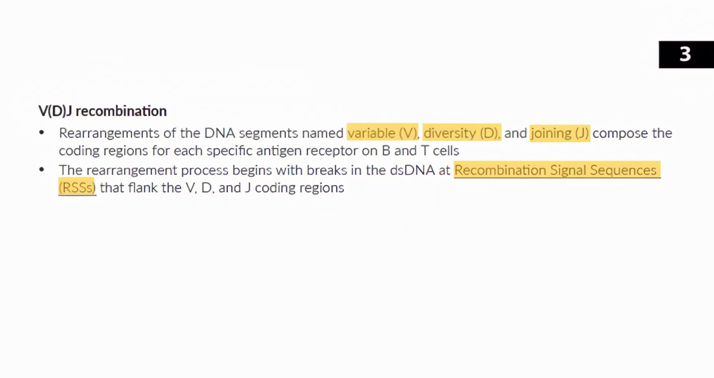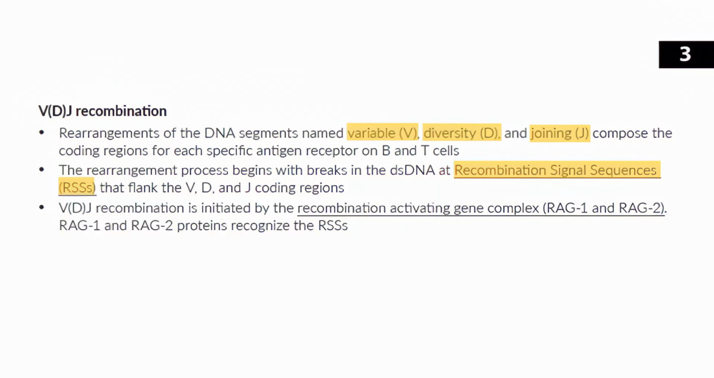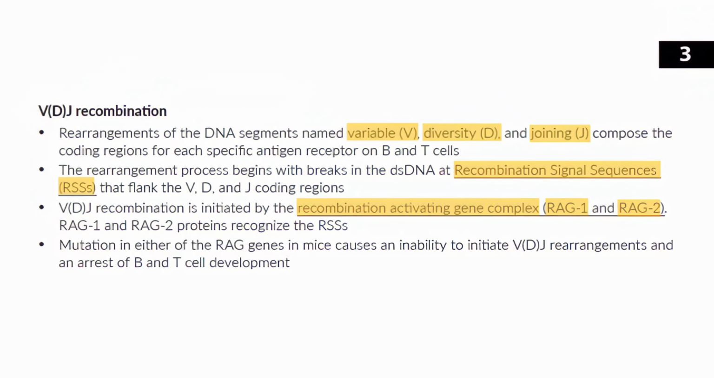After the DNA has broken at these specific breakpoints, the VDJ recombination is initiated by a protein called the Recombination Activating Gene Complex, or RAG, RAG1 and RAG2. RAG1 and RAG2 recognize the RSS sequences that flank each of these coding regions. That's going to initiate the recombination process.